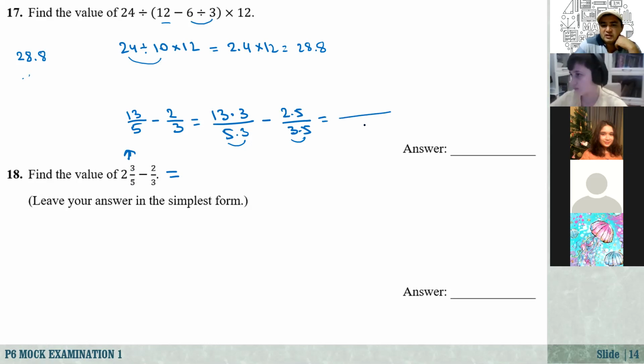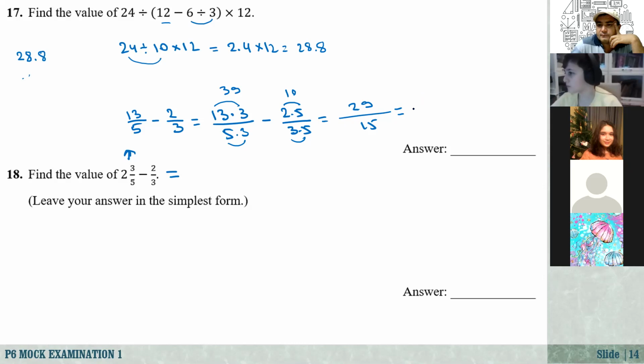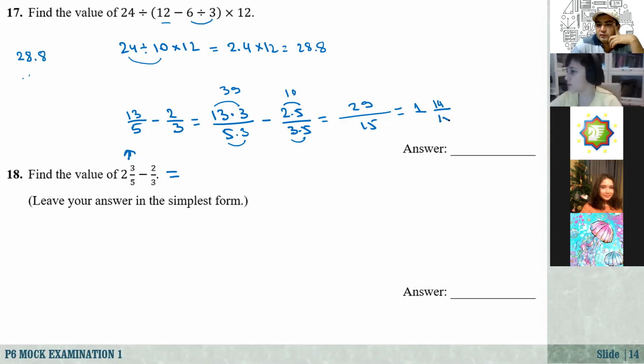So we should just draw a single fraction line. 13 times 3, it is 39. 2 times 5, it is 10. 39 minus 10 is equal to 29. But when you are leaving your answer, if it is an improper fraction, meaning the numerator is greater than the denominator, we have to change this into a mixed number. Turan, can you change this into a mixed number? It is equal to what? It is 1 and 14 over 15. Good. The answer is 1 and 14 over 15.